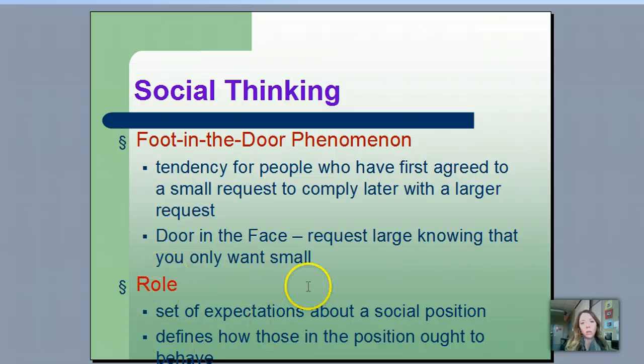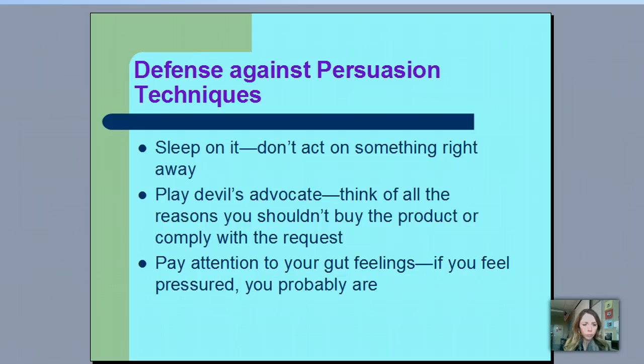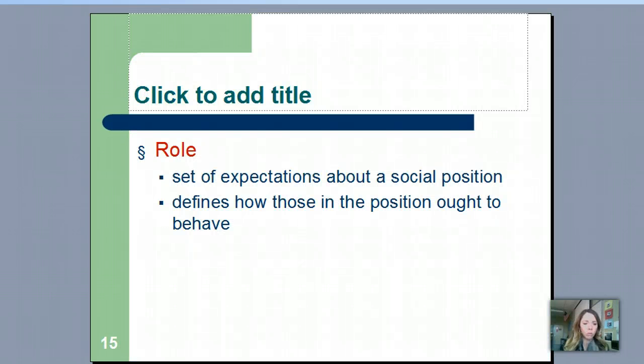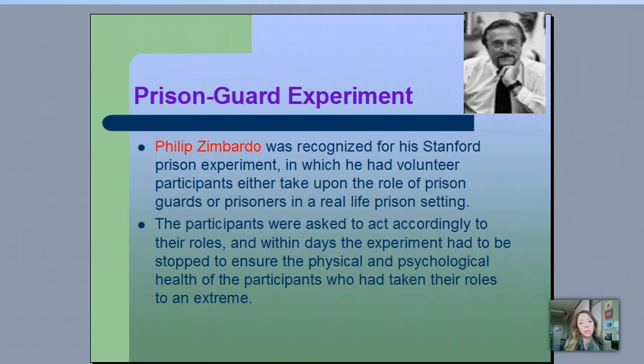So roles, we already talked about in our gender role. It's a set of expectations. You can think of an actor and their role. What is their role? It defines how we expect them to behave. So the role of a student, the role of a teacher, the role of a male, the role of a female. There are some interesting experiments done with roles, and one of the most famous experiments is the prison guard experiment by Zimbardo.